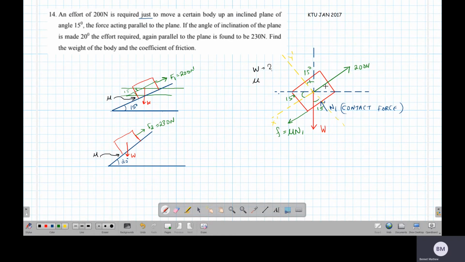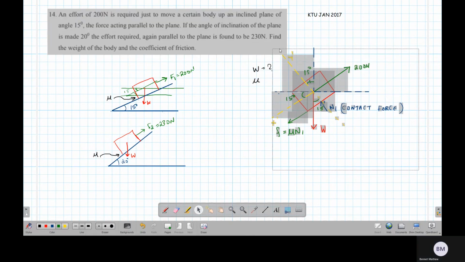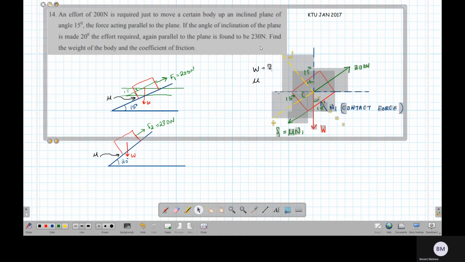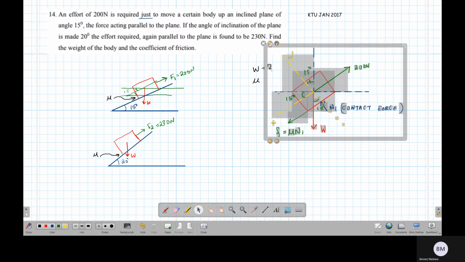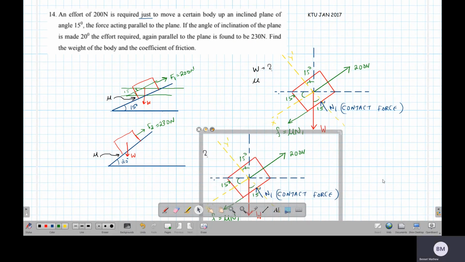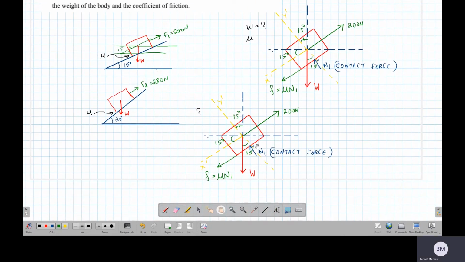Okay, so this is about the first box. For the second also, I can just copy this diagram. So what I'll do is I'll just copy this. Okay, this is my second body. Now for the second body, the angle is a little bit steeper. So let me see whether I can do that here.